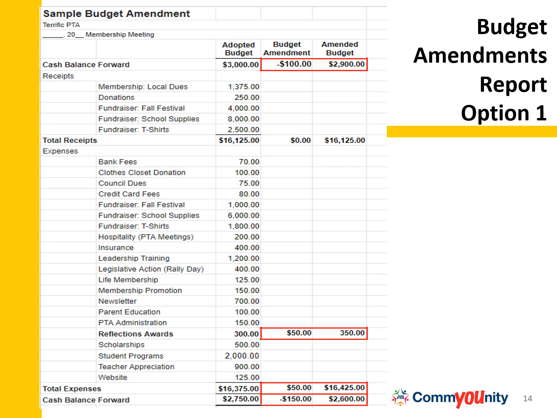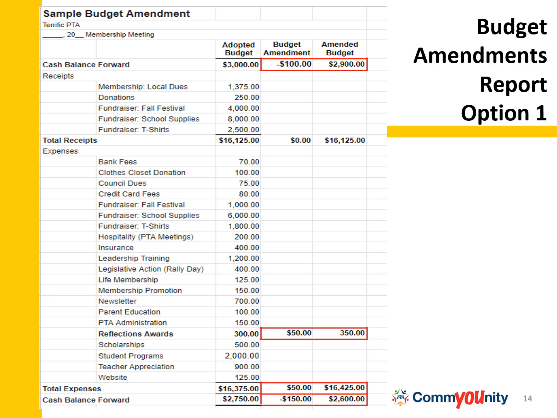To start with, the entire budget should be presented, not just the items being amended. This allows the membership to see how the ending cash balance is impacted. In the example, the actual cash balance forward at the beginning of the year is $100 less than what was planned at the annual meeting. As a result, the budget amendment column shows negative $100, and the amended budget shows $2,900.